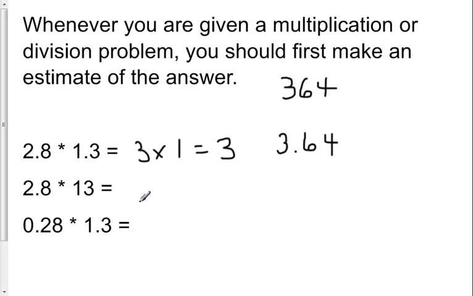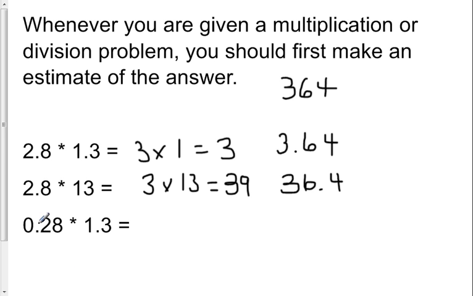In the next example, I'm going to round 2 and 8/10 again to 3. I'm going to leave 13 exactly the way it is. And my estimate is 39. And again, if I look at my digits, based on my estimate, I should place my decimal point here. 39 is close to 36 and 4/10.